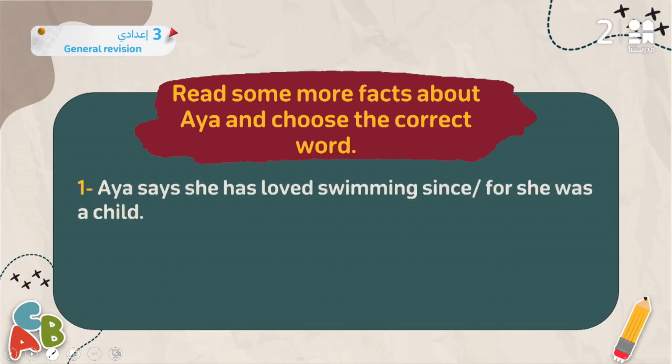Read some more facts about آية and choose the correct word. احنا كده لسه في نفس الصفحة بنحل الاكسرسايز اللي جنب الباسج على طول. We're going to choose the correct word. Aya says she has loved swimming since or for she was a child. هنا هنختار عندنا اختيارين since or for والاتنين keywords للpresent perfect.